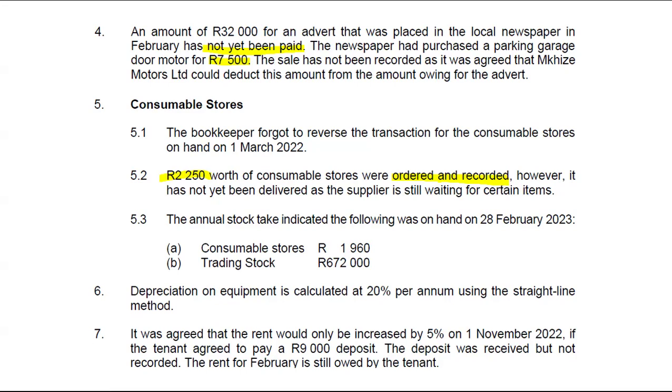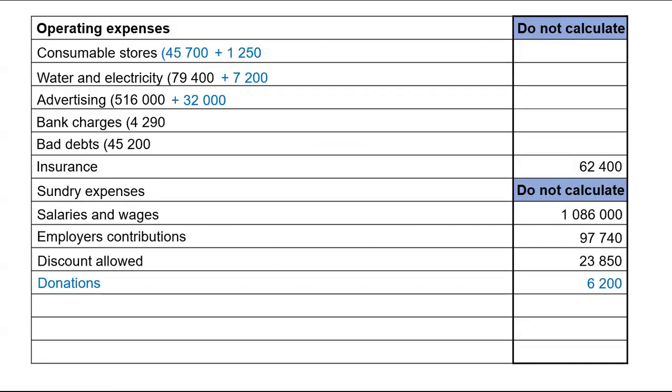If it was ordered and purchased, we know that in that case, it means it was purchased on credit. I think they were supposed to be clear on this. But anyway, it's fine. I don't know why they wanted to trick you with that. However, it has not been delivered as the supplier is still waiting for certain items. So here it reduces consumable stores on hand because it is included in that 45,700. So we just need to exclude it.